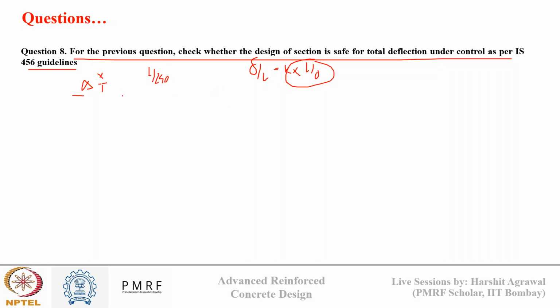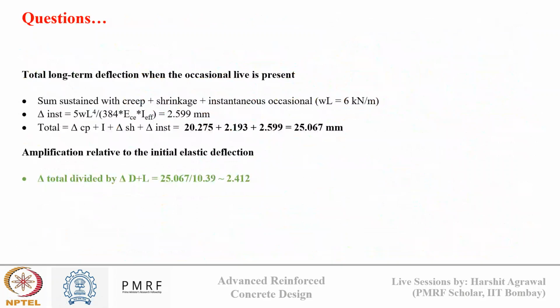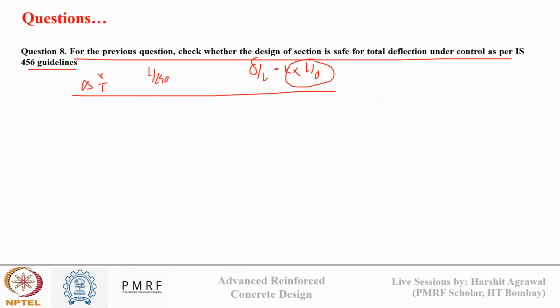So both checks we will do, just to see how we apply the concept of IS 456. Okay, so can anyone tell me the answer? Total delta it was 25.067. So whether it is less than L by 250 or not, can you check?